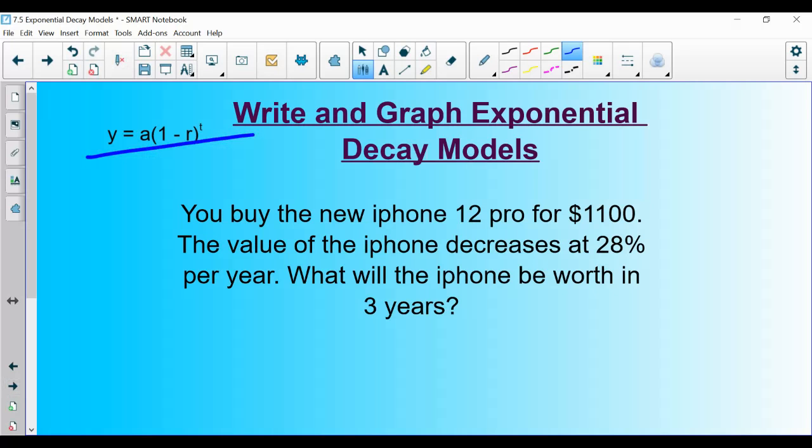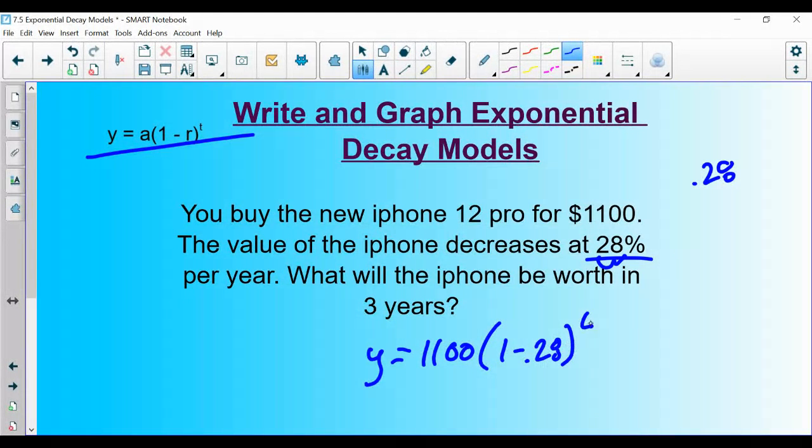I have 2 word problems for us to do, and then we're going to be done. So remember, this is the exponential decay model. A is your initial amount, R is the rate by which it's decreasing, and T is time. So we buy the new iPhone 12 Pro for $1,100. $1,100 is going to be our A value. So when we write this equation, it's going to be y is equal to 1,100. The rate by which it's decreasing is 28%. We need to turn this into a decimal, which would be 0.28. So we would have 1 minus 0.28 to the t power, and we see our t, it is 3, t is time.